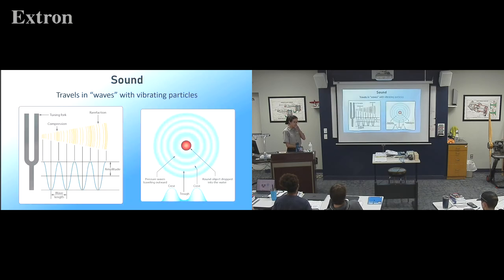So sound travels in waves, and we're not going to get too technically into detail on this, but it's waves with vibrating particles. So if you hit a tuning fork, I don't have a tuning fork, but I do have these wrenches, and see if this works. Whoops, I hit it.